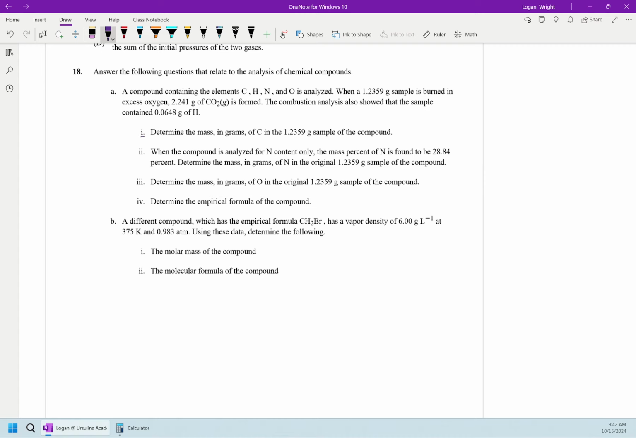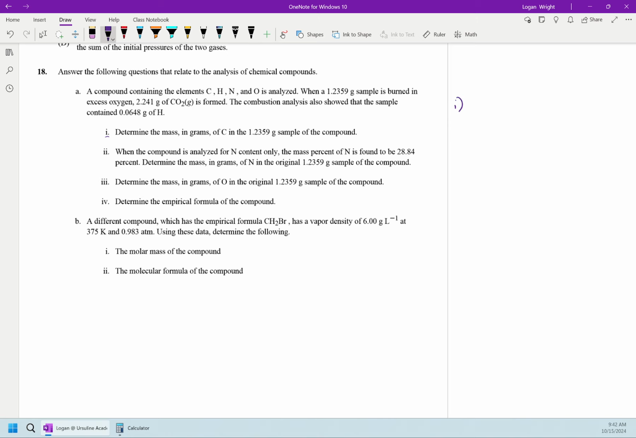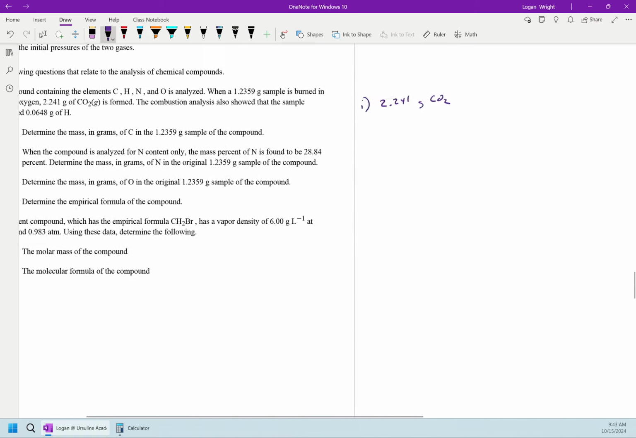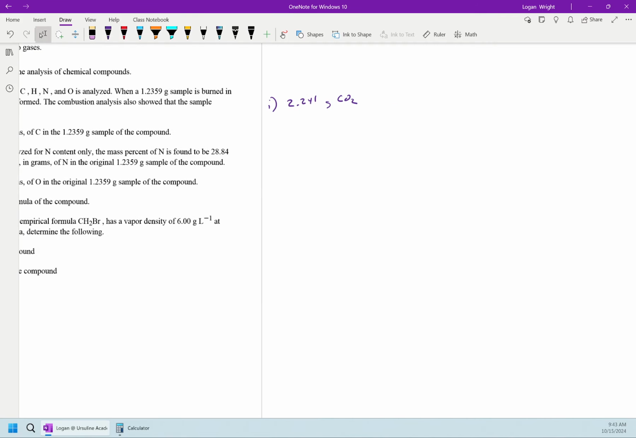So part I right here says determine the mass in grams of carbon in the sample. Well, I know that I started with 1.23 grams of all 4 things, and I ended with 2.2 grams of carbon dioxide when I reacted it with oxygen. So that means the carbon from my carbon dioxide must have come exclusively from my original substance. So all I have to do for part I is determine, if I have 2.241 grams of CO2, how many grams within that are pure carbon.